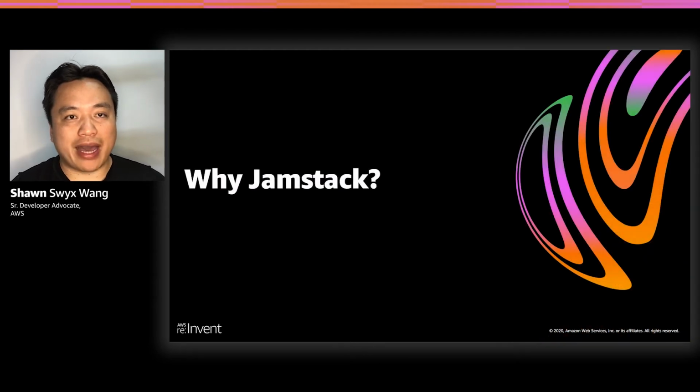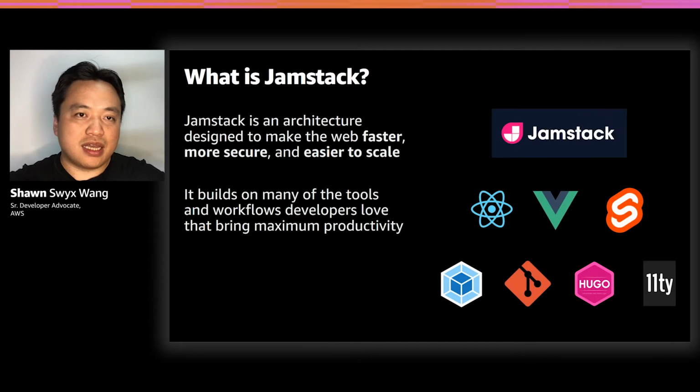So let's talk about why Jamstack. It's not immediately obvious because it's kind of a new name for an old thing. So Jamstack is an architecture that's designed to make the web faster, more secure, and easier to scale. It builds on many of the tools and workflows developers love that bring maximum productivity. So here we're talking about all the great open source tools like React, Vue, and Svelte, but also Webpack. And it's a very web-based, dynamic JavaScript approach.